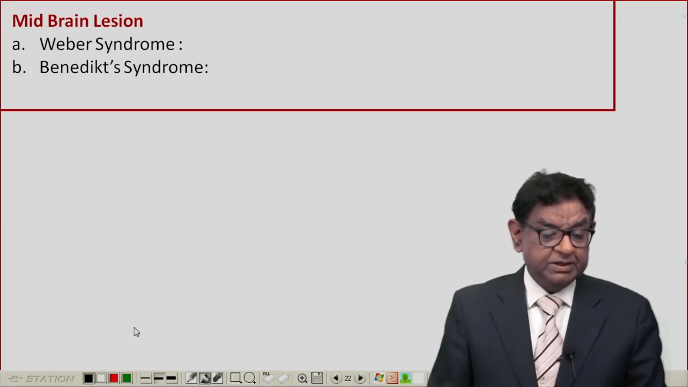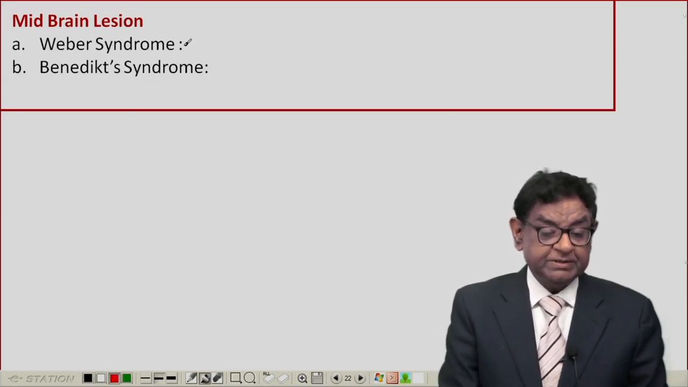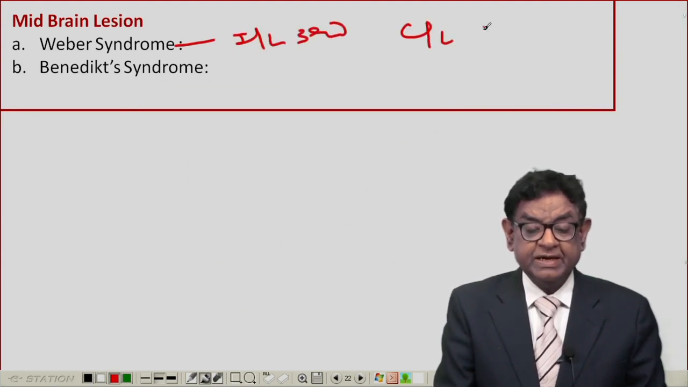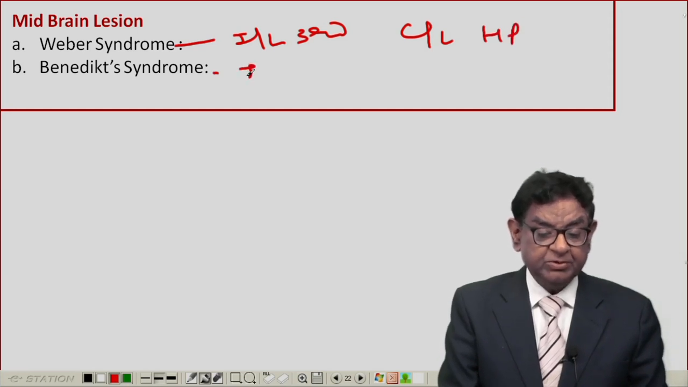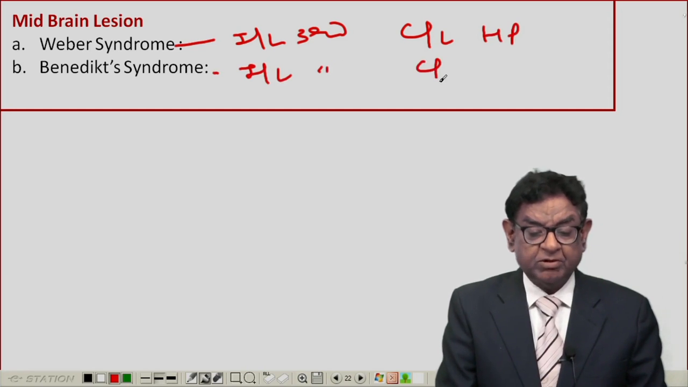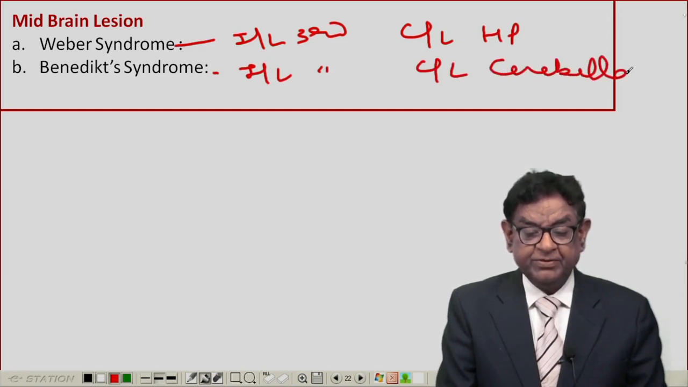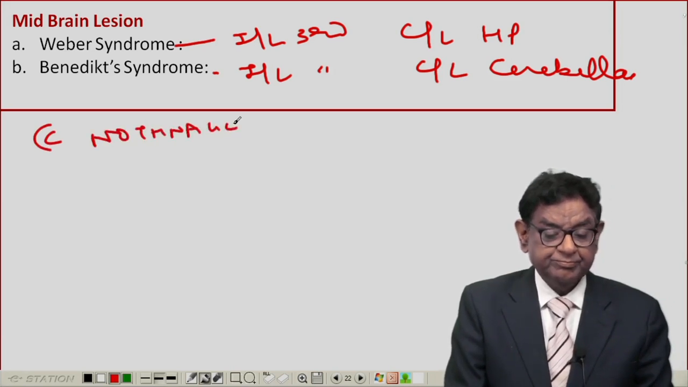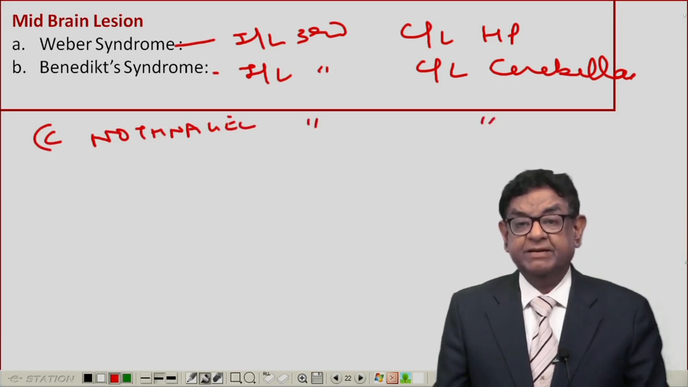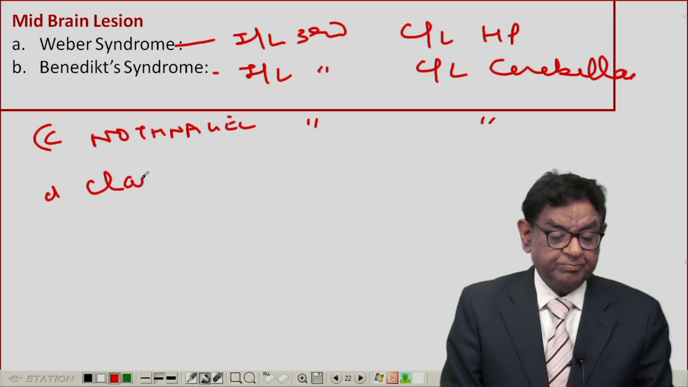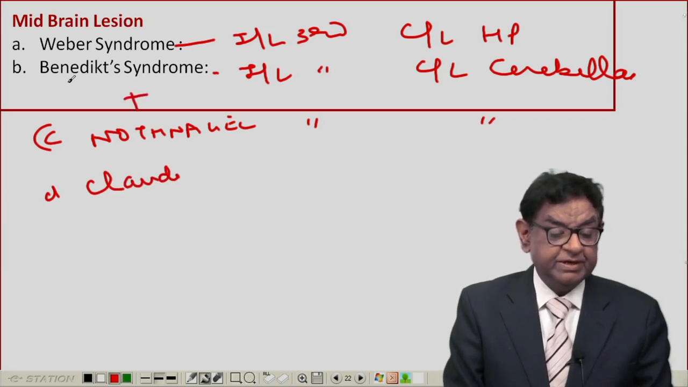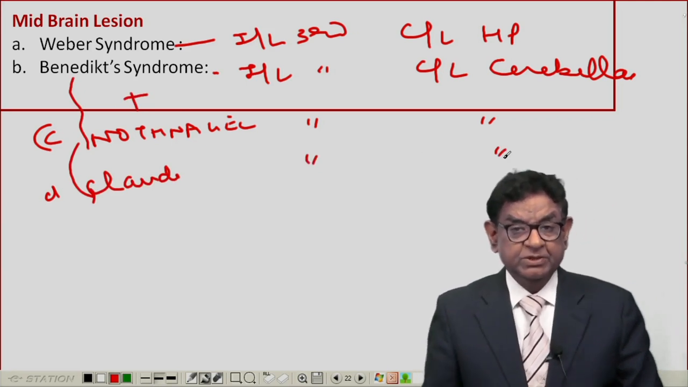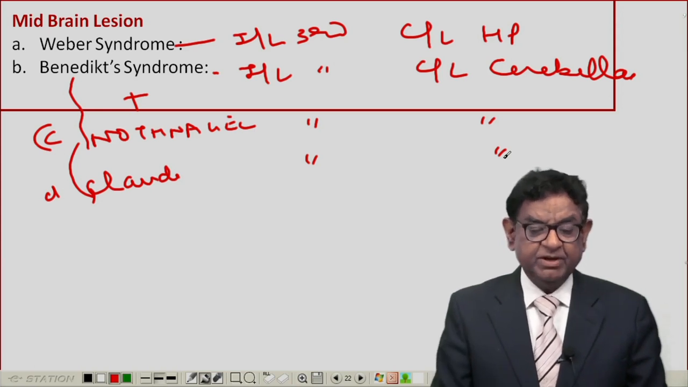With this background, in midbrain lesion, you get Weber syndrome, ipsilateral third nerve palsy, contralateral hemiplegia. In Benedict syndrome, ipsilateral third nerve palsy, contralateral cerebellar features. We have Nothnagel syndrome, ipsi third, contra cerebellar, and Claude syndrome. Claude is nothing but a combination of Benedict and Nothnagel, ipsi third, contra cerebellar. So if I have to give you a summary, this is the summary of the midbrain.